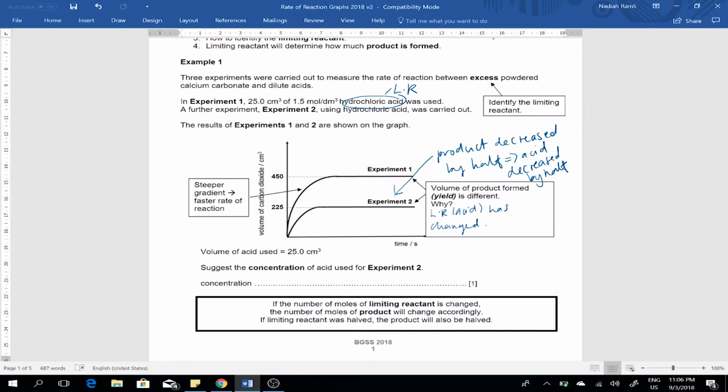Okay, so if the yield is decreased by half, the acid is decreased by half, so therefore your concentration would be 1.5 divided by 2, which is equal to 0.75 mole per dm cube. Okay, so I want you to highlight this part. If the number of moles of limiting reactant is changed, the number of moles of product will change accordingly. So if the limiting reactant was halved, the product will also be halved.